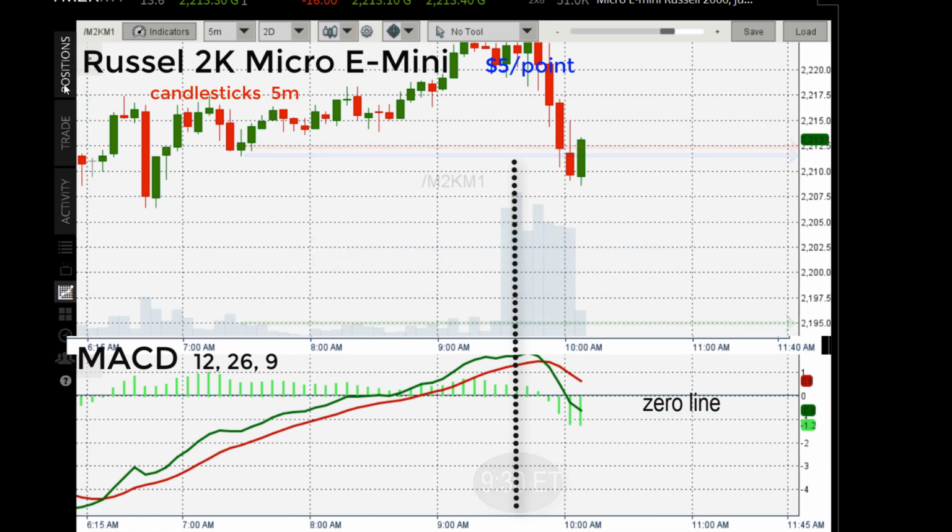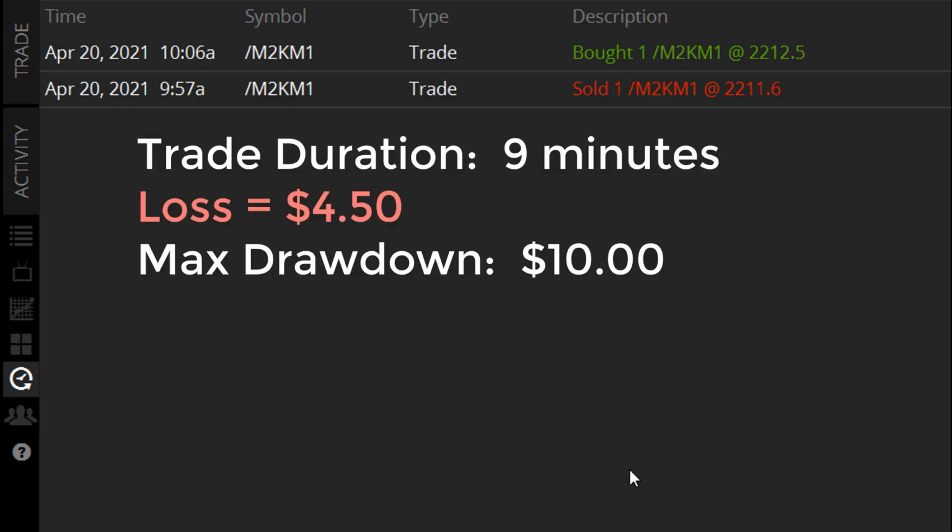Of course, nobody ever makes a trade planning on it being a losing trade. Kind of like marriages that way. Trade duration, 9 minutes. Loss is $4.50. Maximum drawdown was about $10 on that. But at least I moved that stop loss down in time to save me from losing $20 instead of just $4.50. You can't let up for a moment. You have to have your finger on the trigger, so to speak, and be ready to make decisions in a snap.